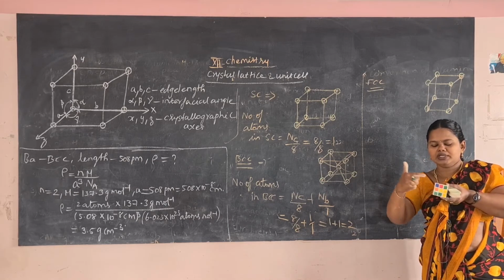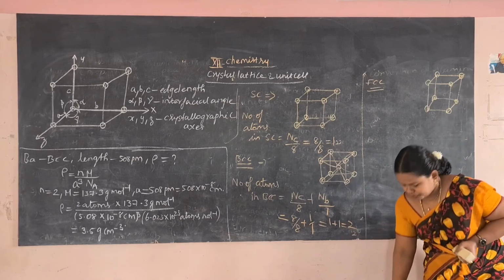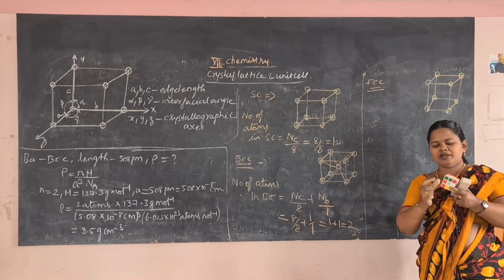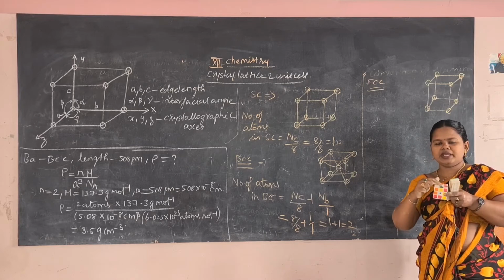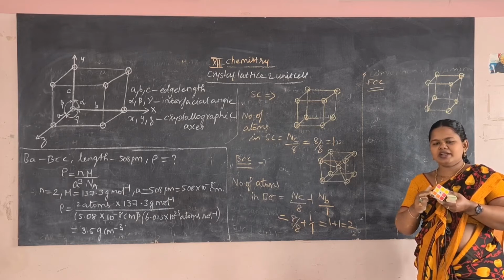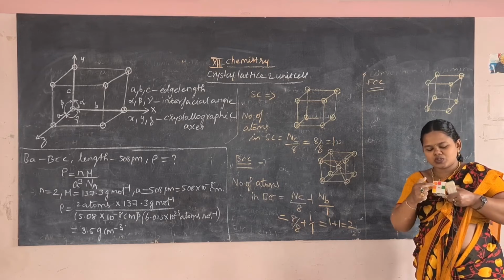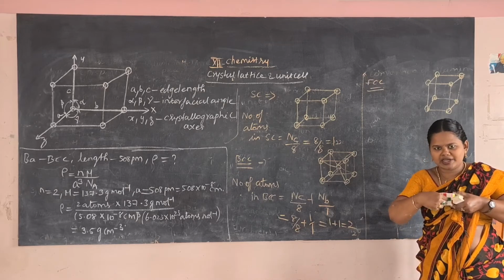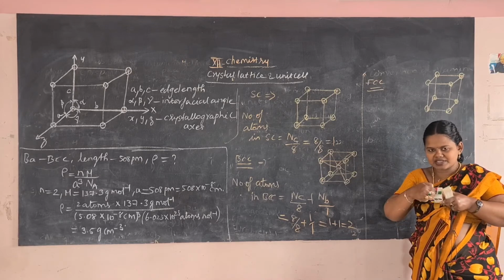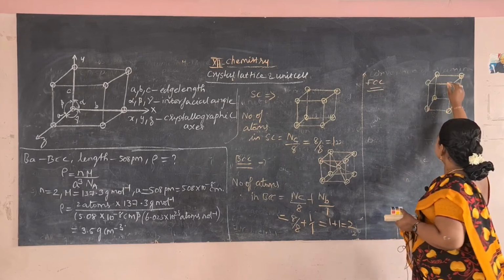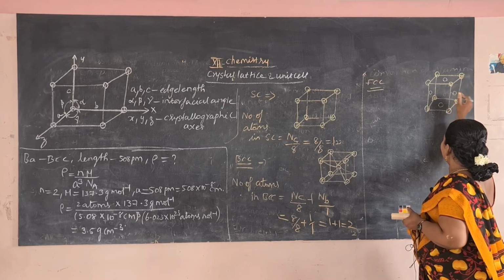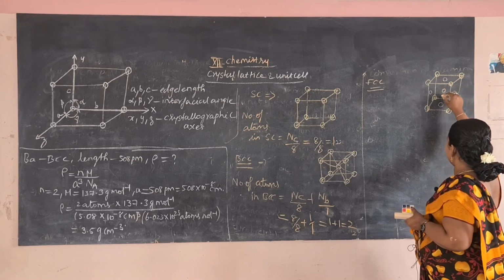So here face centered, we will place like this: 1 here, and then here also 2, then here 3, 4, then 5, then 6. So this is the face centered cubic unit cell. So at the face center of each face, I am going to place one atom, that is this one. So 1 here, then 2, then 3, then here 4, then 5, then 6.